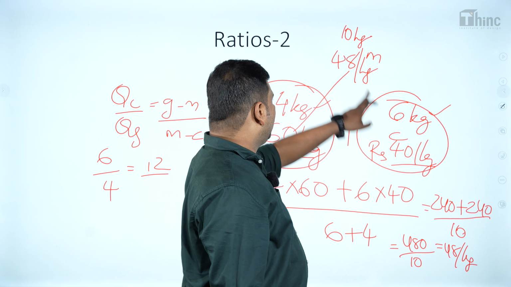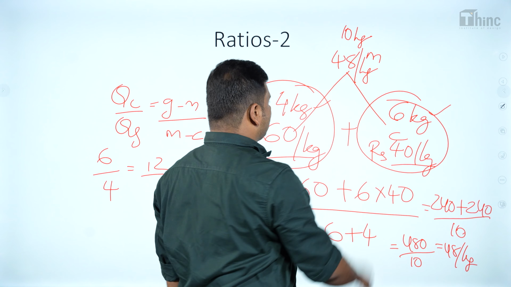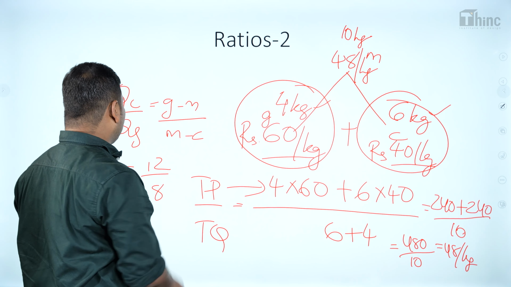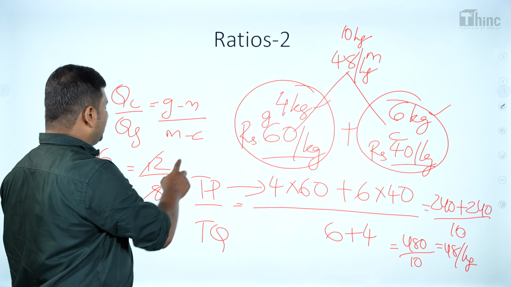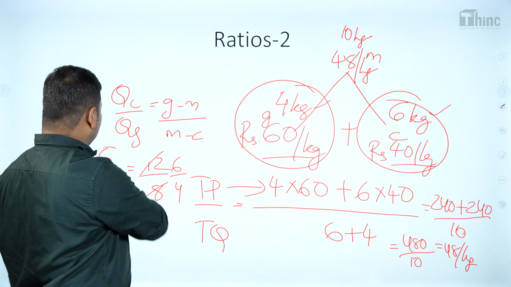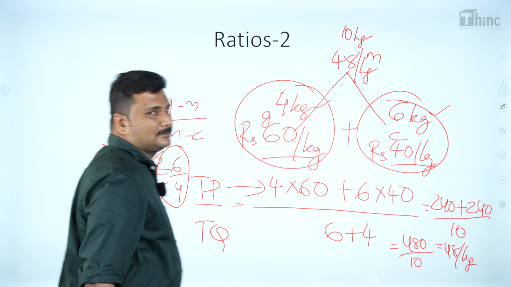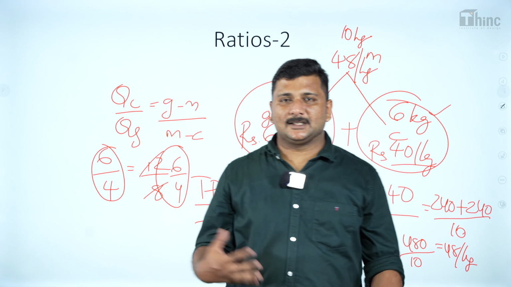And what is M minus C? So when you do M minus C, this is M, 48 minus 40, what is that? 8. So what is 12 by 8? If you cut these two by 2, you will get exactly 6 by 4, right? So these two are exactly matching each other. So this is how it works actually.